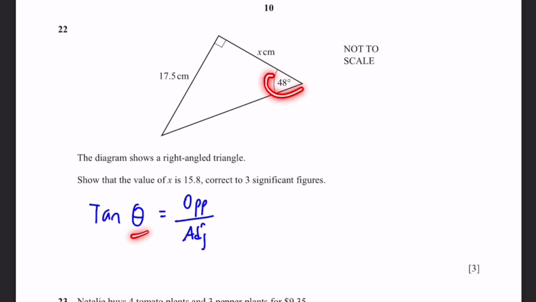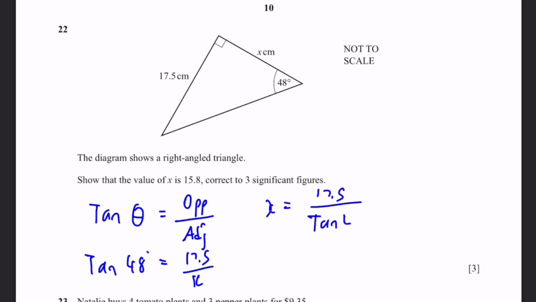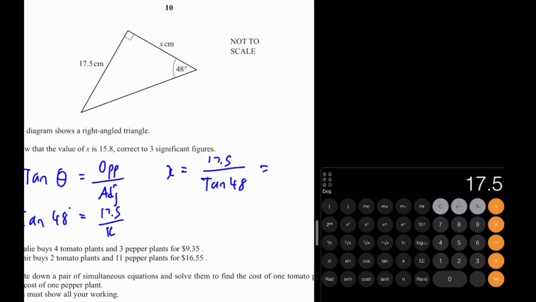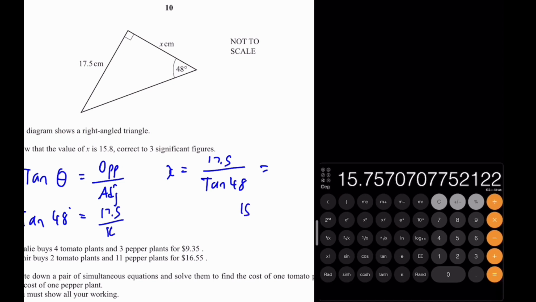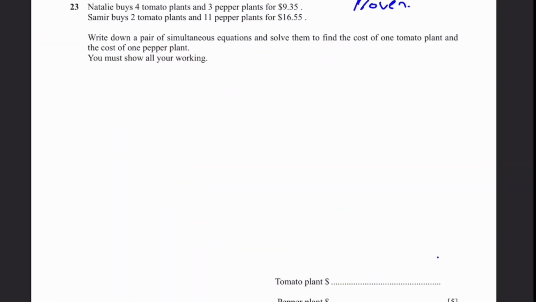And theta is the angle here, opposite is the side opposite to the angle, adjacent is the side next to the angle. So tan of 48 degrees is equal to 17.5 over x. So x is equal to 17.5 over tan 48, which is equal to, let's get our calculator out. Here we go. 17.5 divided by tan 48, which is equal to 15.757, or 15.8 centimeters to 3 significant figures. Proven. That's the answer.